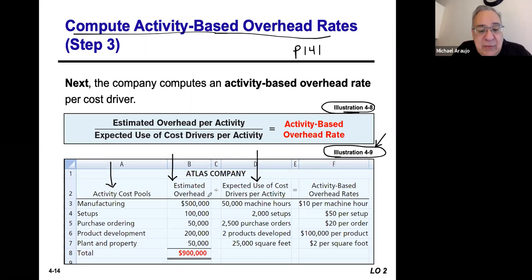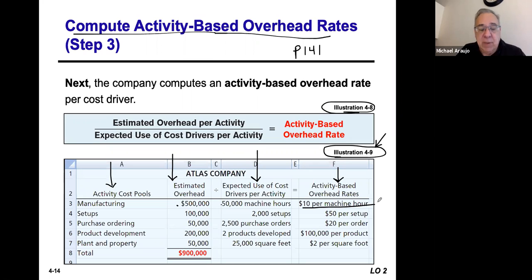Well, if they expect manufacturing to cost $500,000, and they're expecting to use it for 50,000 hours, that means every time that machine is running, it's $10 an hour for cost. So this becomes the activity-based overhead rate, $10 per machine hour, depending on how many hours the machine is used to produce a product. That's how you allocate the cost.